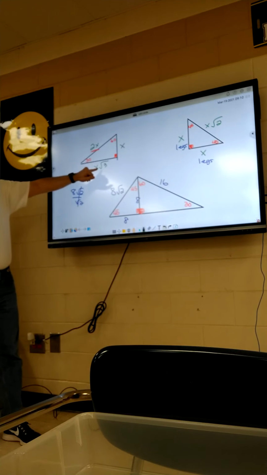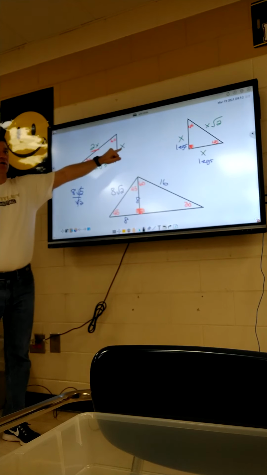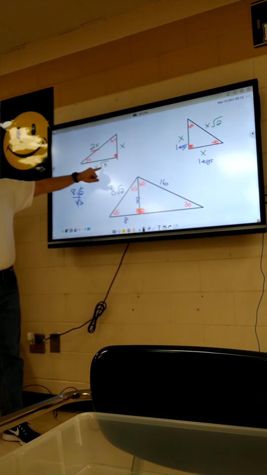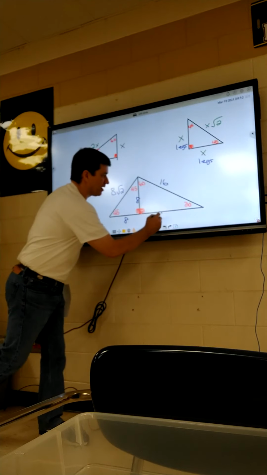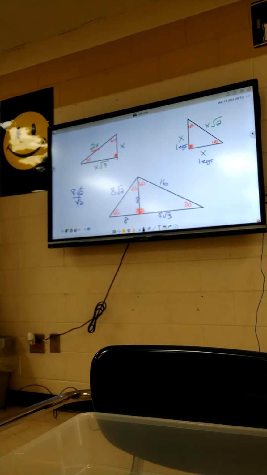What does the formula say to do if you want to find the 60-degree side? It says take that number and do what with it? Times it by root 3. So all you do is write down 8 root 3 and you got it. We finished 31. We found all the sides.